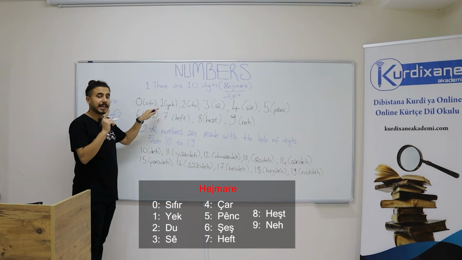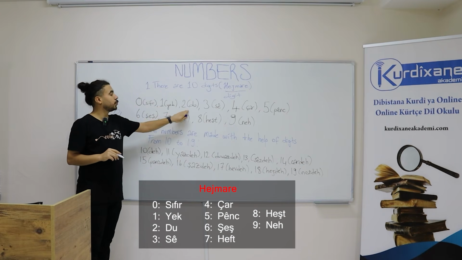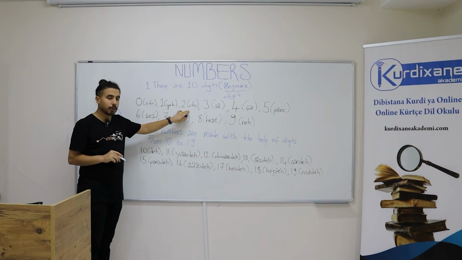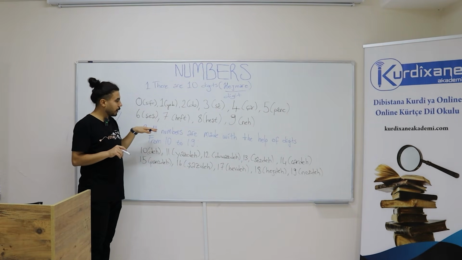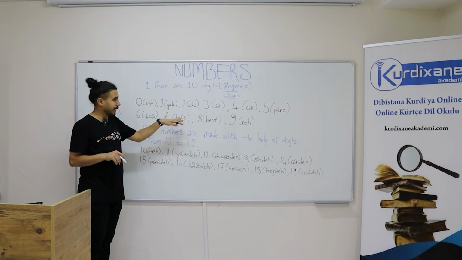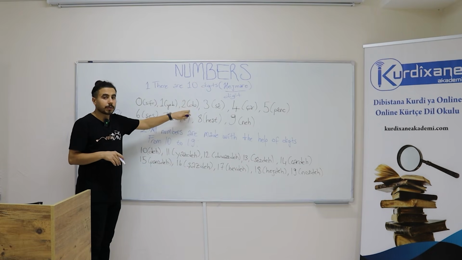Yek, one. Do, two. Those of you who are also interested in the Persian language will realize quickly that the numbers in the Kurdish language and in the Persian language are exactly the same. Do, two.